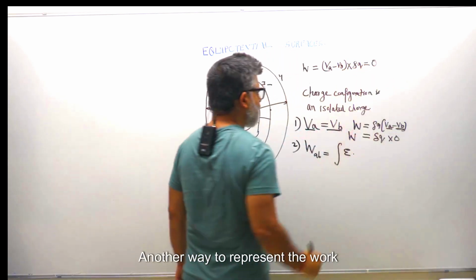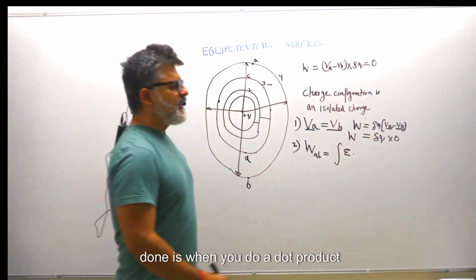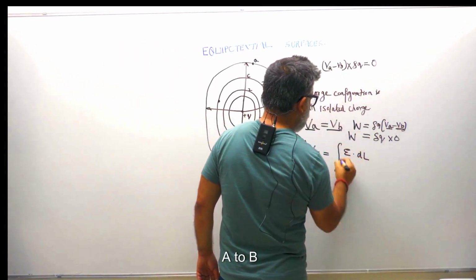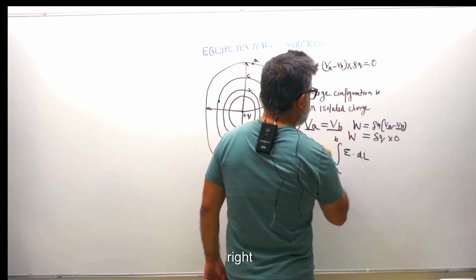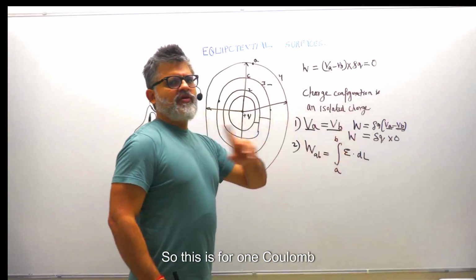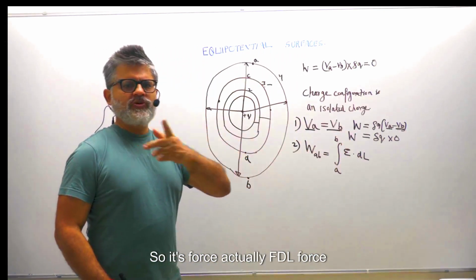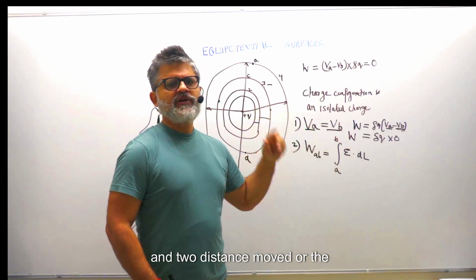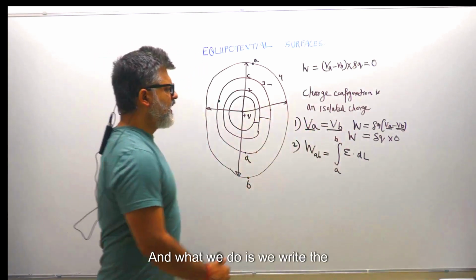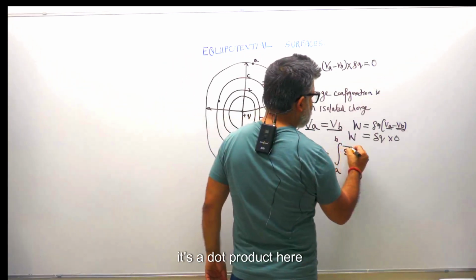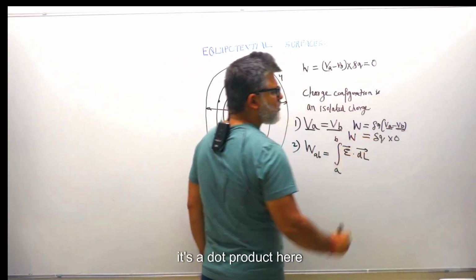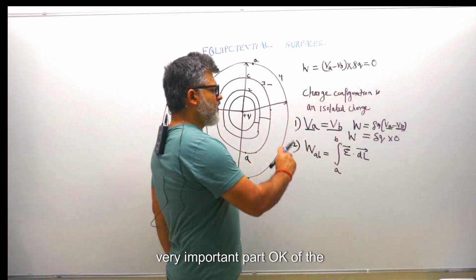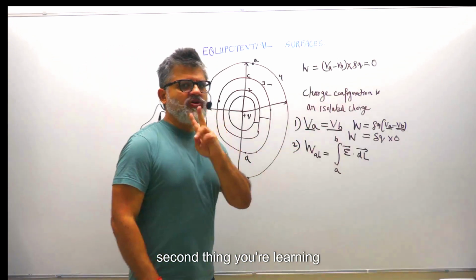0. Another way to represent the work done is when you do a dot product of E and dL and you move from A to B. So this is for 1 coulomb. It's force actually F dL, force into distance moved, or the displacement. And what we do is we write it as a dot product here. Very important part. The second thing you're learning is this.